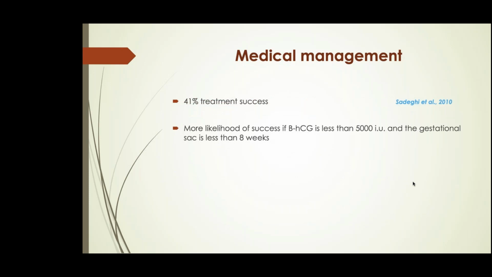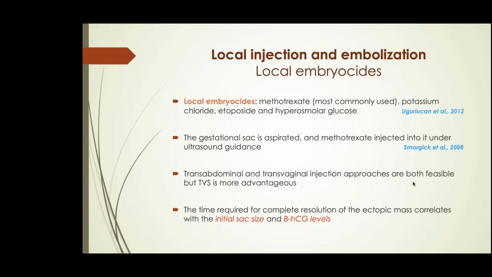The success rate is 41% with a single dose of methotrexate. If you give a single dose of methotrexate, it has 41% treatment success. And it is more successful if the beta HCG is less than 5,000 international units and the gestational sac is less than 8 weeks. As we said earlier, these are some of the factors which can affect your choice in the treatment. If you have a low beta HCG and a small gestational sac, then you can choose the medical management and single dose methotrexate, and it could be successful.